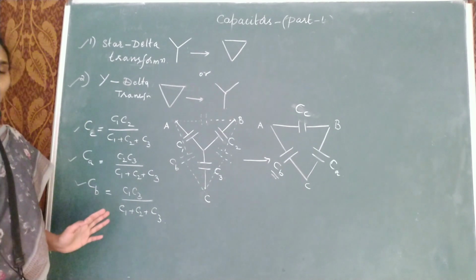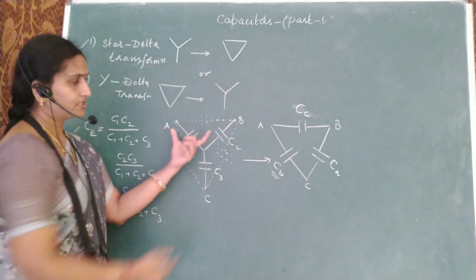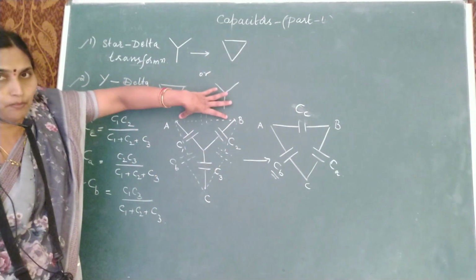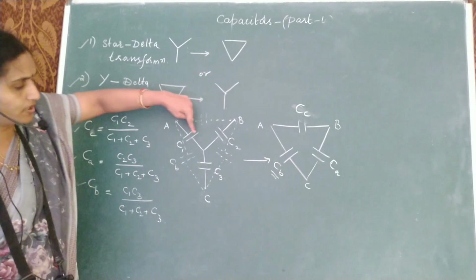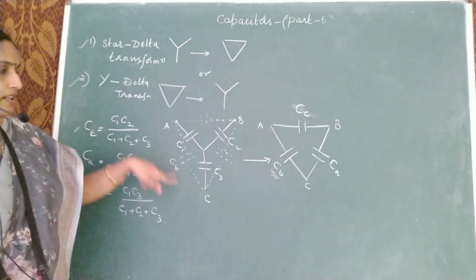Formulas are only for remembering, but the shortcut method to remember is whichever branch you are replacing in. Suppose I want the capacitance between A and B, take the product of these two terminals which are connecting to A and B, C2 and C1, divided by this.